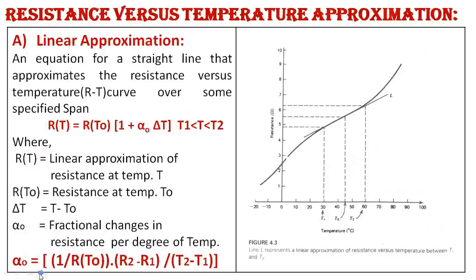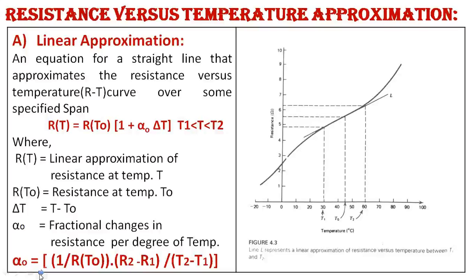Now next one is the linear approximation, an equation for a straight line that approximates a resistance versus temperature curve, that is the RT curve, over a specified span. So we have to define some temperature span and measure the related resistance of the metal. So you will get the linear approximation. RT is equal to RT0 in bracket 1 plus alpha 0 change in T, change in temperature. So that is T1 to T2.